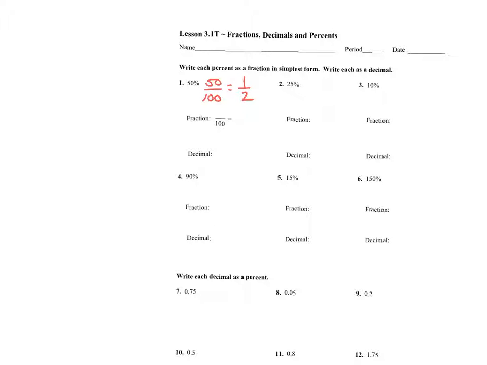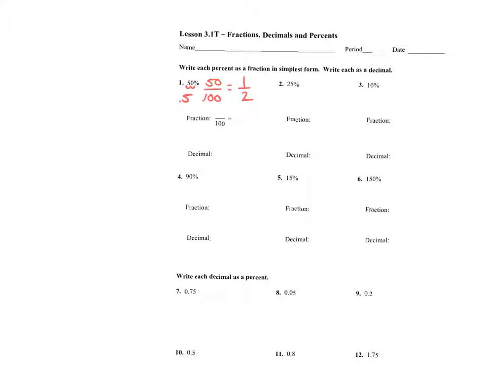To change 50% to a decimal, you just move the decimal 2 places to the left. So the decimal is right here, and we're going to go over 2 spots to the left. So 50% as a decimal is 0.5.